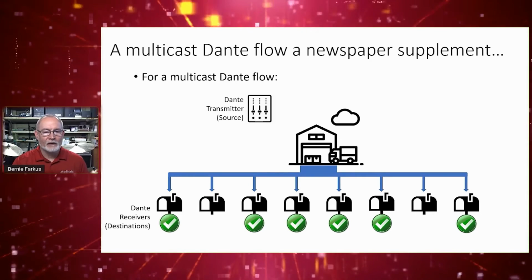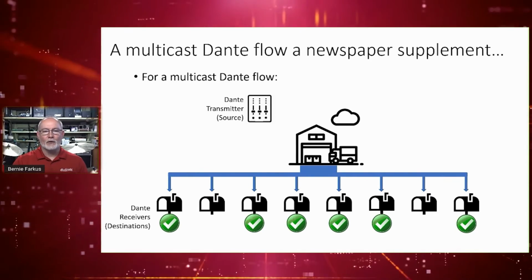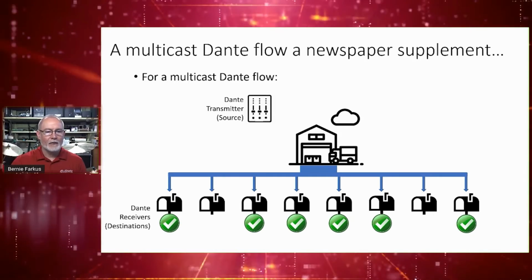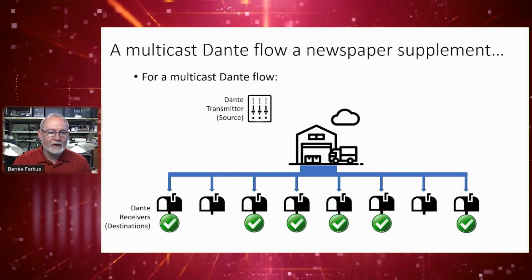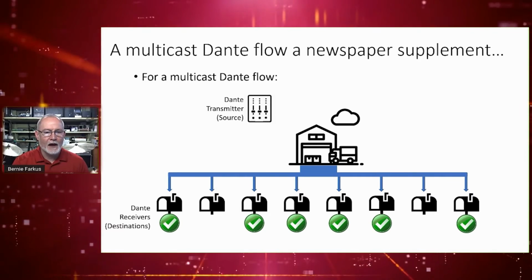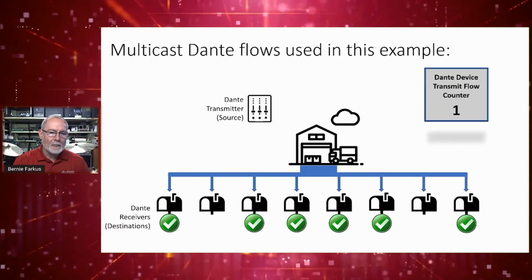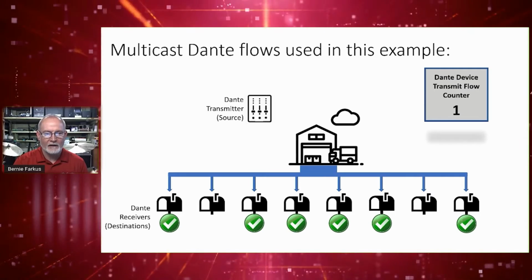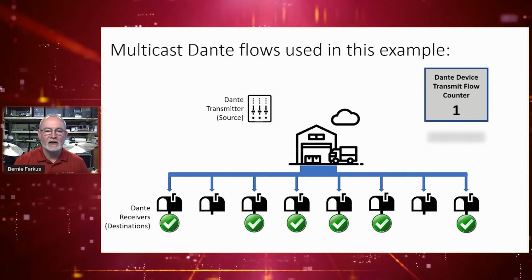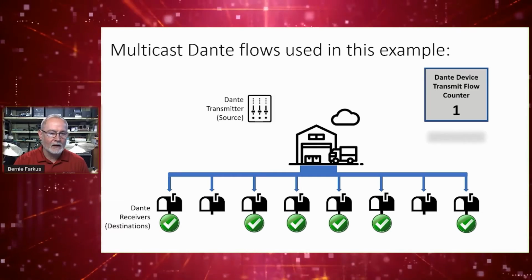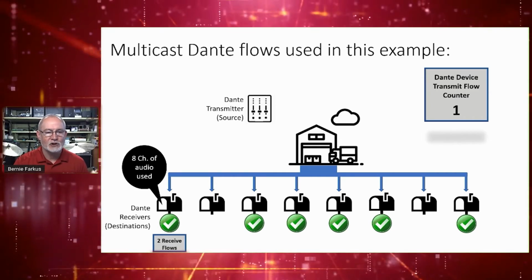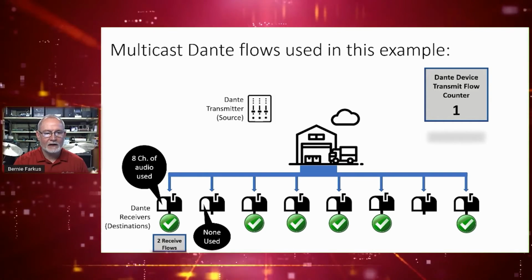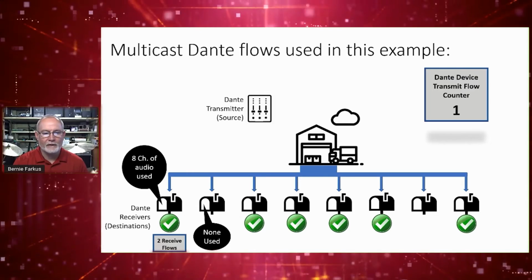Now, all these Dante receivers have this information. Now, whether they open their mailbox and choose to read it, or if they decide to throw it in the trash, that's up to them. But when you make those Dante subscriptions to a multicast, basically, if we look at the flow count, on the transmit side, that's a single Dante flow for the transmitting device. So it's much easier there. On the receiving side, if this first device subscribes to all 8 channels of audio, that will use 2 receive flows on that device. If the second device has no subscriptions, no receive flows are used.